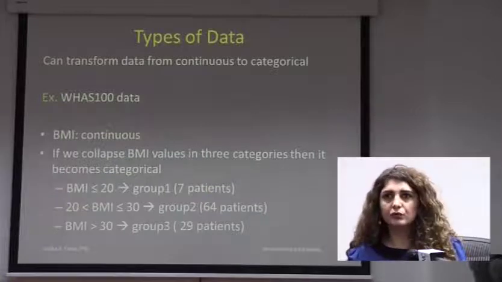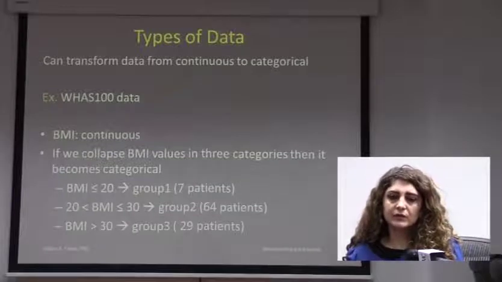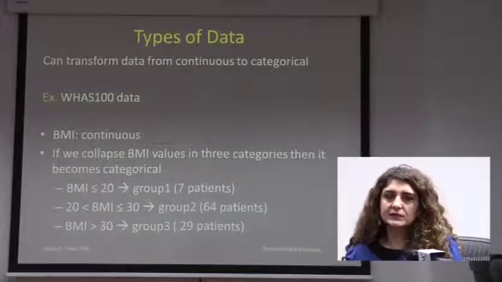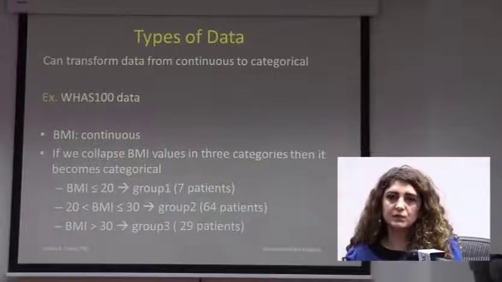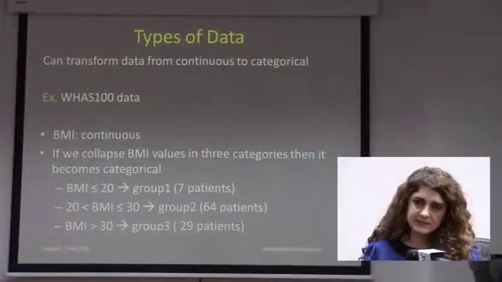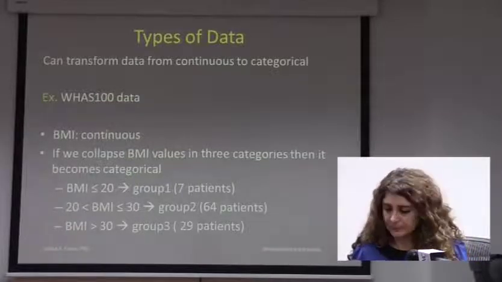So I can move from one type of data to the other depending on your interest in your research. Do you need to have BMI, for example, as one value, or do you need it as groups because you think those who have BMI less than 20 are similar to each other, and then from 20 to 30 again, and so on.